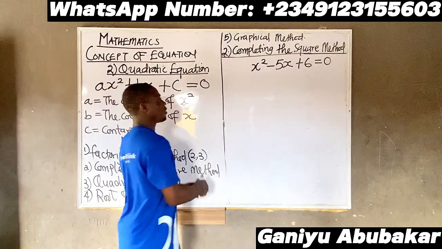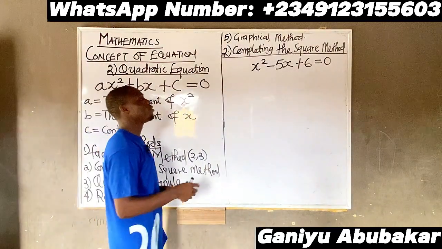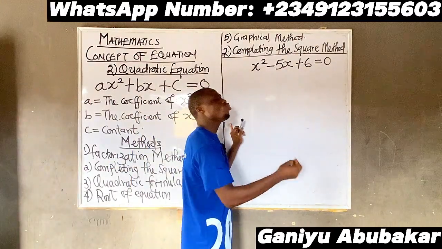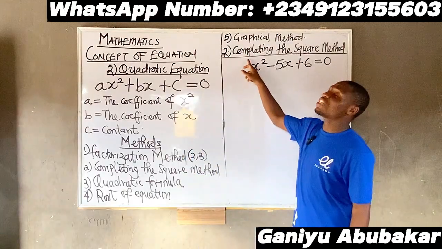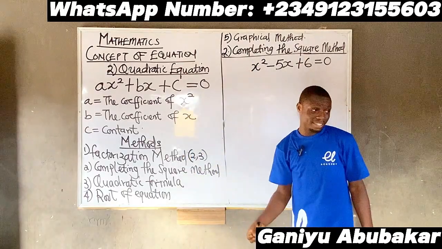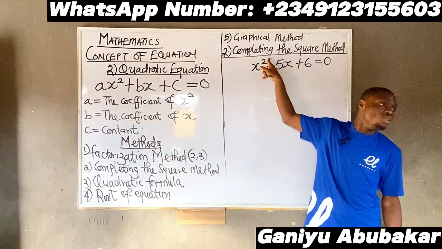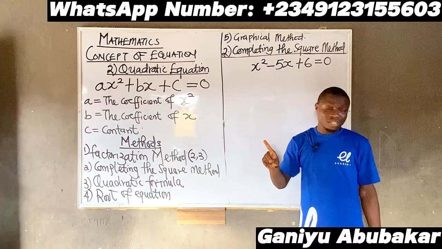I have x squared minus 5x plus 6 equal to 0. I want to spell out the method. It's simple. The first task when using this method, always make sure that the coefficient of x squared is unity, that is, the value of x squared should be 1.